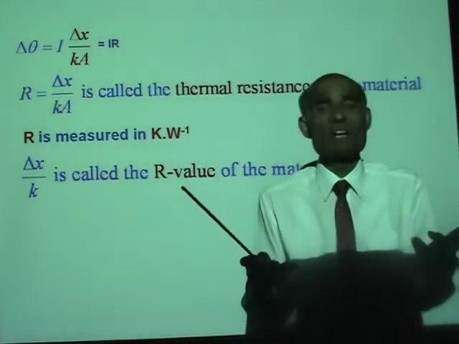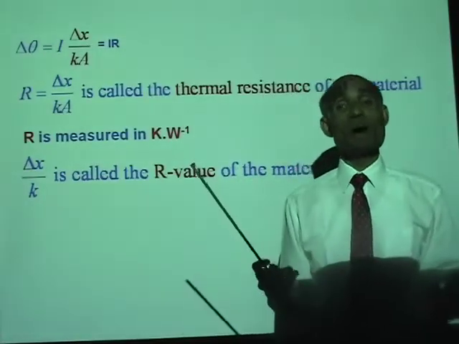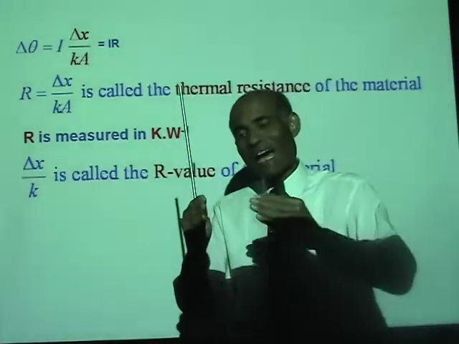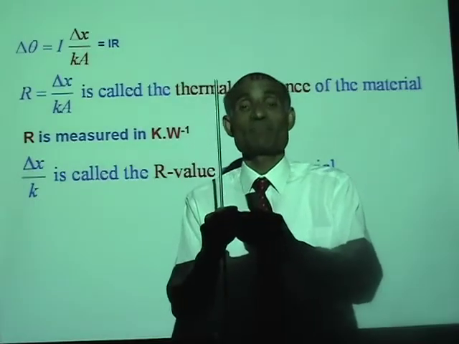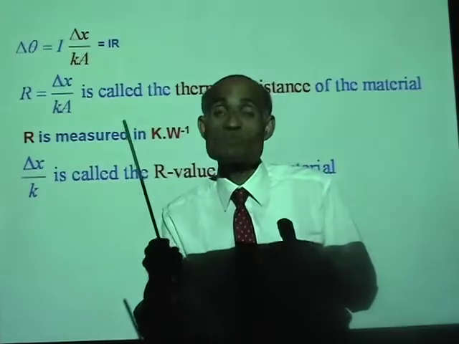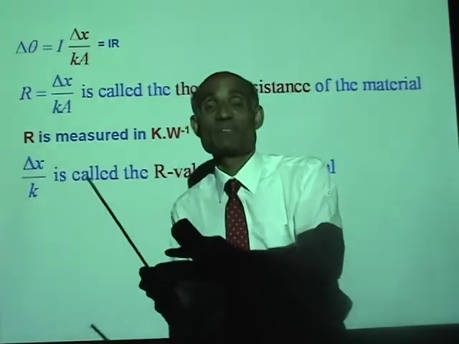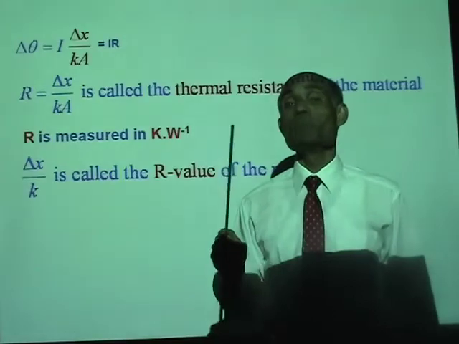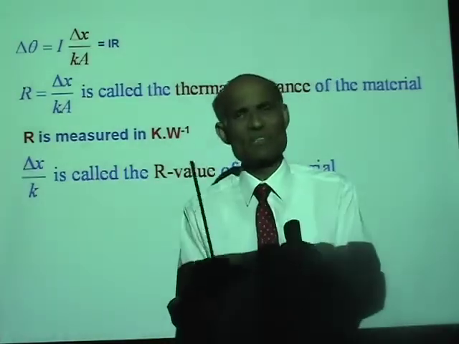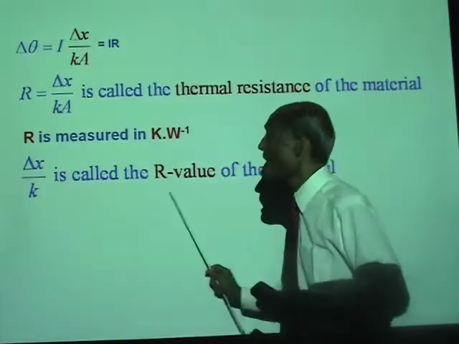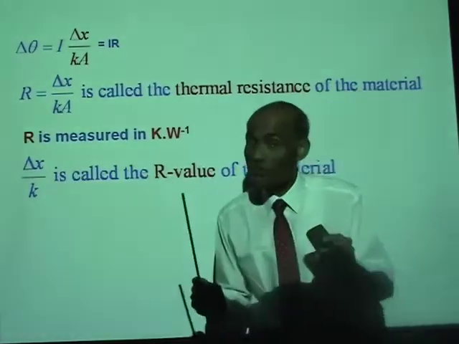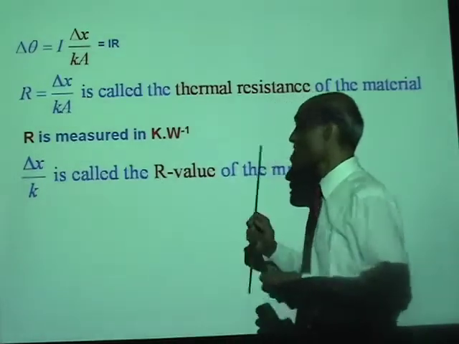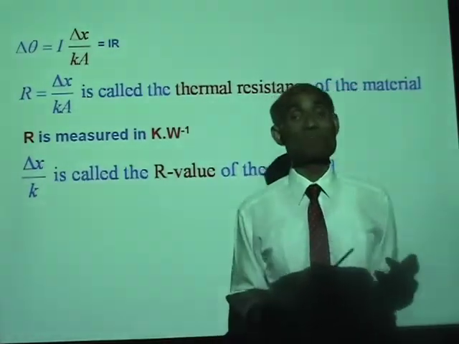Now, if you are familiar with building construction material, very often you buy materials for insulation. What is an insulator? An insulator is something that will not allow thermal energy to pass through it very easily. And all such materials have a thermal resistance value, right? But very often when you go to the shop to buy an insulator, the material is not rated for the thermal resistance, but it is rated for something called the R value. Now, R value is not the resistance. The R value is delta X divided by K. So the R value determines how good an insulator the material is.